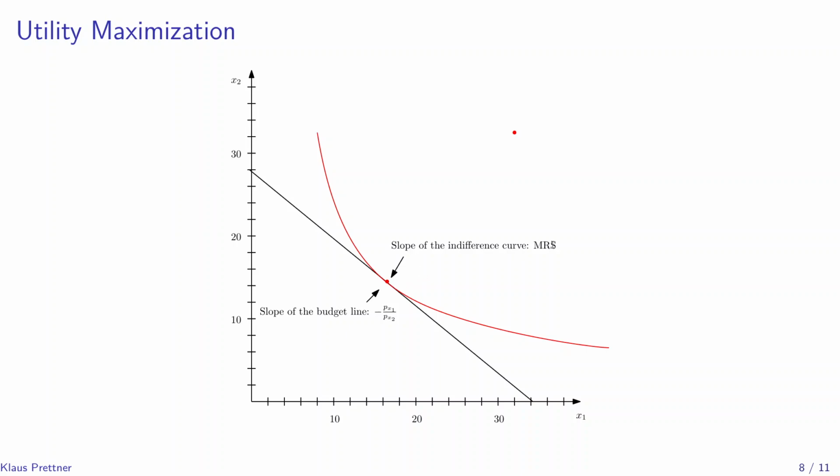The slope of the indifference curve is the marginal rate of substitution, and the slope of the budget line is the negative of the price ratio of the two goods. And setting these two equal to one another allows you to solve for the consumption bundle that leads to the highest utility level and is still feasible.